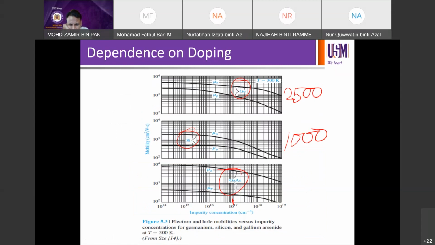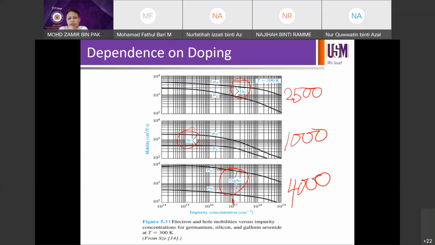Gallium arsenide. Same thing. Electron, 1 times 10 to the 17. What do we get? Gallium arsenide. 4,000, perhaps, right? Is it close to 4,000? Just a rough figure. For the exact one you have to see the actual one, right? So this is just for comparison. Close to 4,000, let's say.